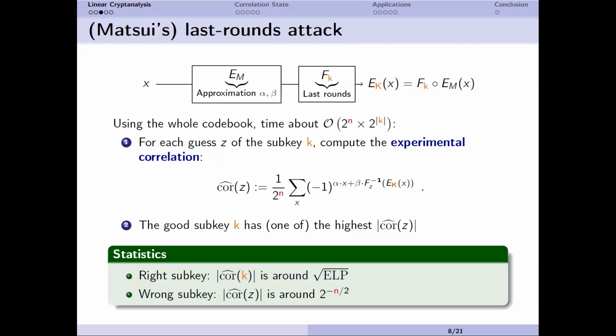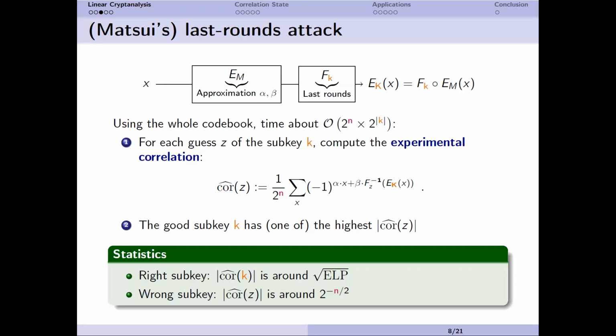Now, the idea is you're going to guess the bits that appear here. And if you guess them right, by decrypting the last round, you're going to observe this E_M, the actual one, and it has an approximation. So we're going to see this approximation. If you guess them wrong, then you're observing a random permutation. It doesn't have any approximation, and you won't have the same statistic. And this statistic of interest is what we call the experimental correlation, and it's basically going to be bigger if the approximation alpha beta appears.